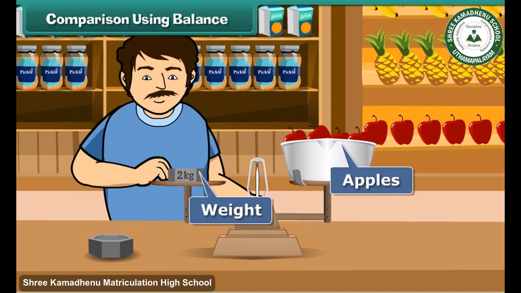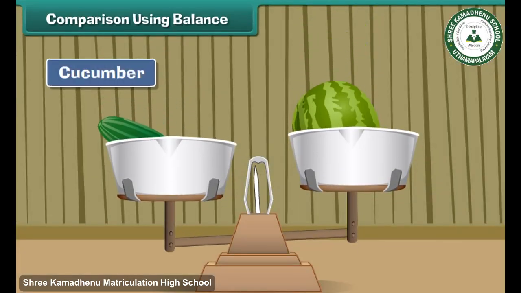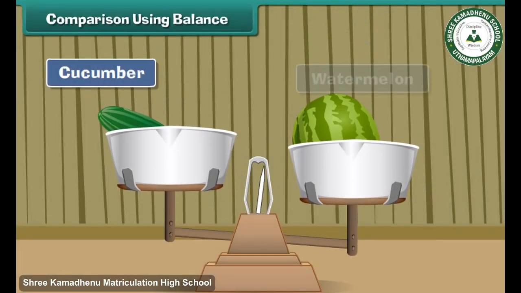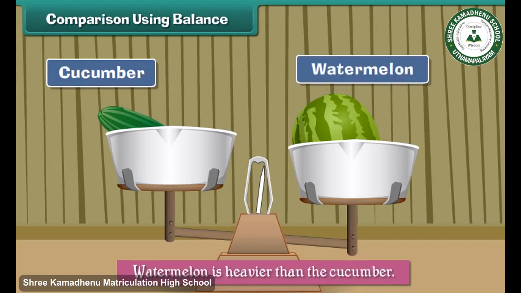Let us see how. Place a cucumber on one side and a watermelon on the other side of the balance. The side that has the watermelon goes down. It means that the watermelon is heavier than the cucumber.